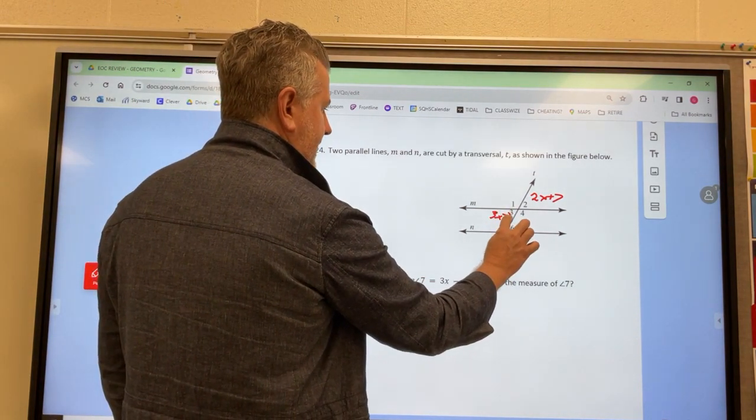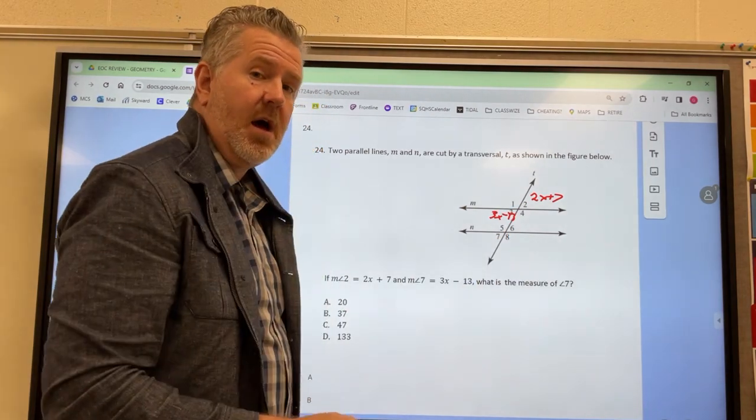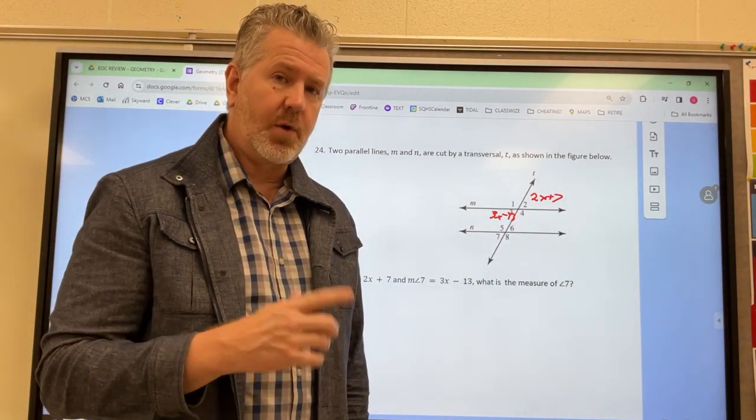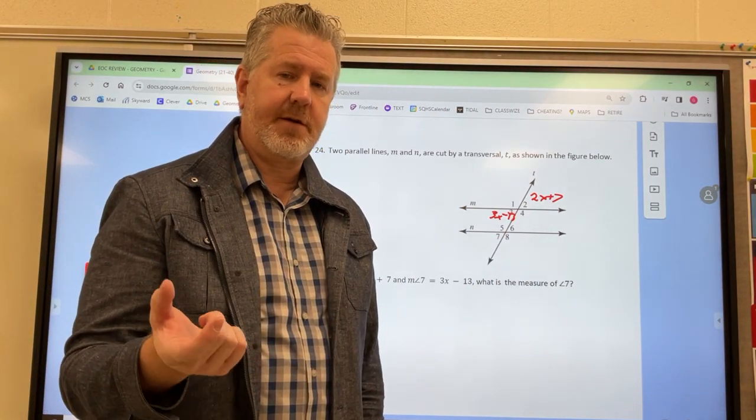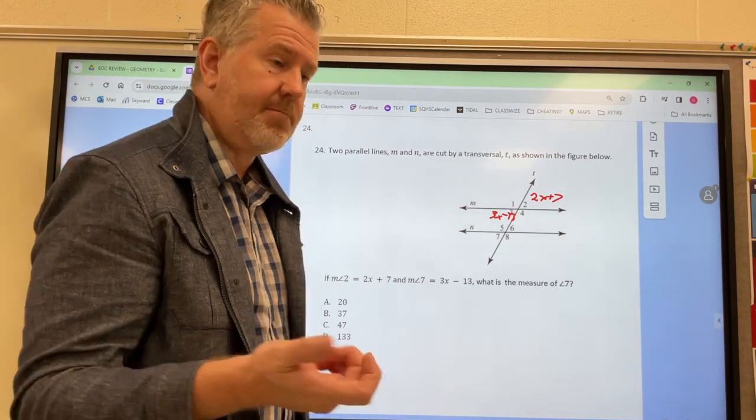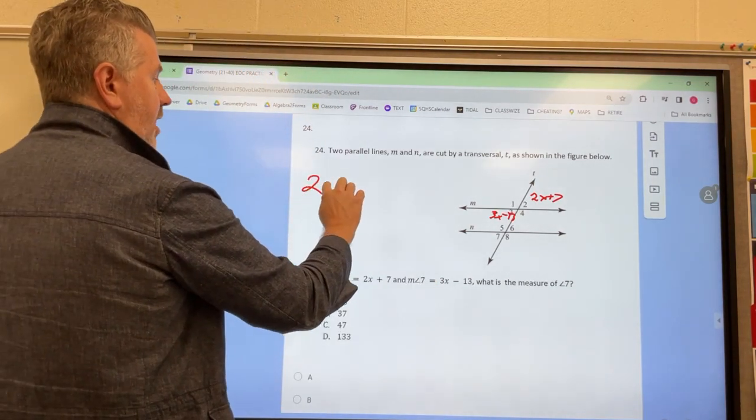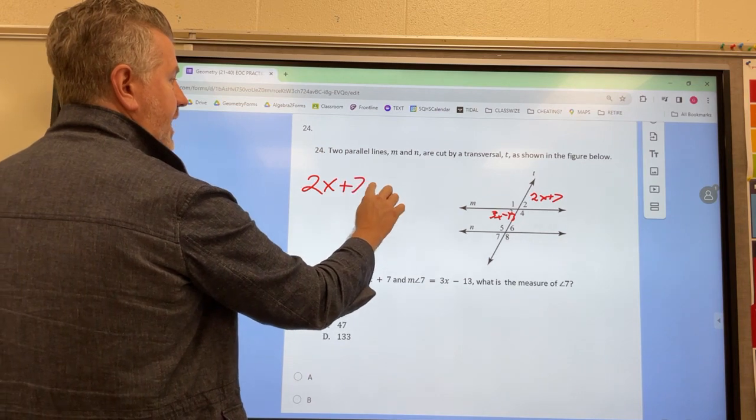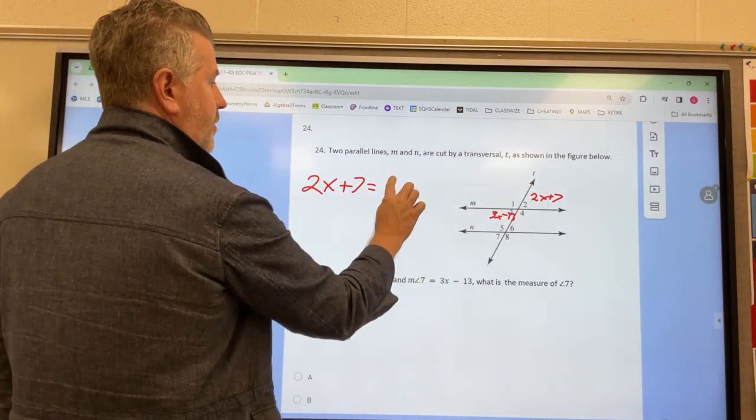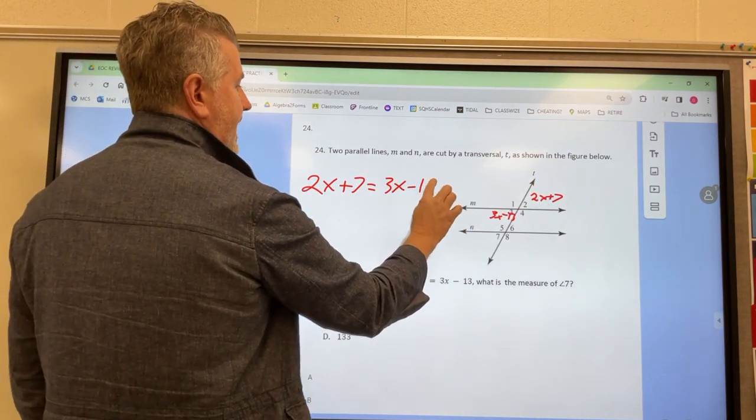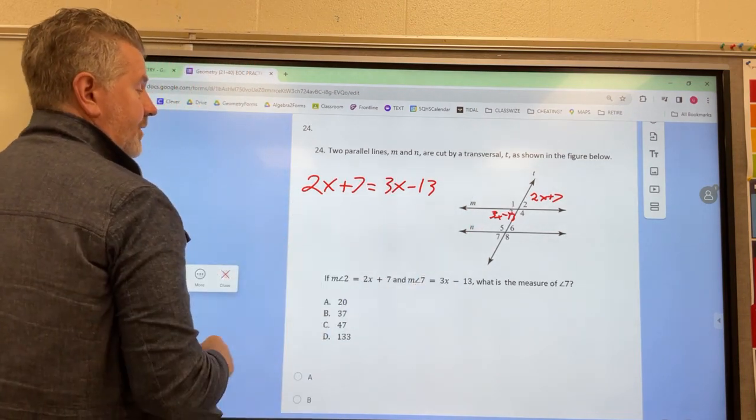3x minus 13. Oh my gosh, 2 and 3 are vertical angles. So what is their relationship? They are vertical angles, therefore they are congruent, they're equal, they have the same measure. So we're just going to set our values equal to each other, because whatever angle 2 is, it's equal to whatever angle 3 is.